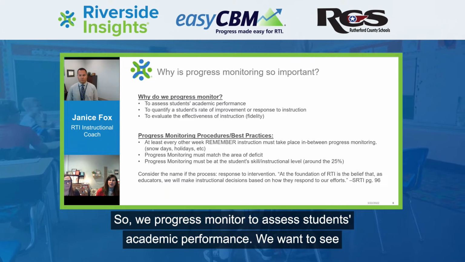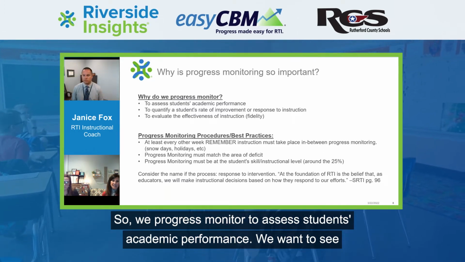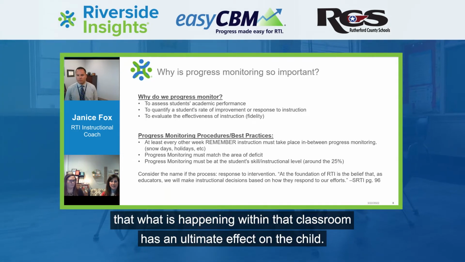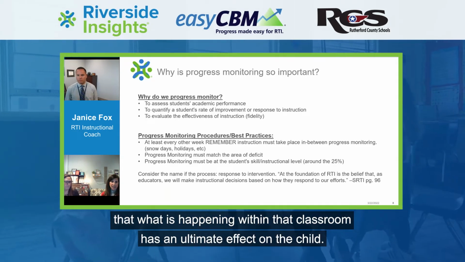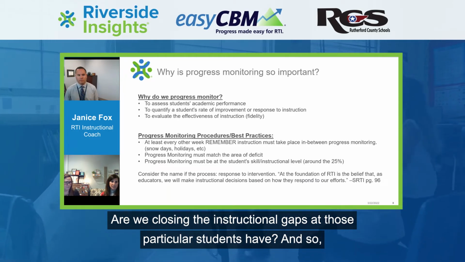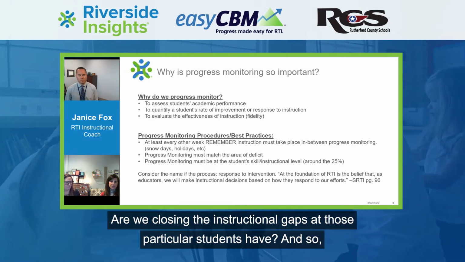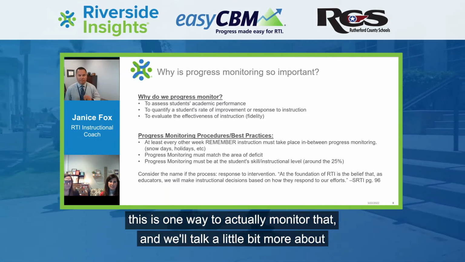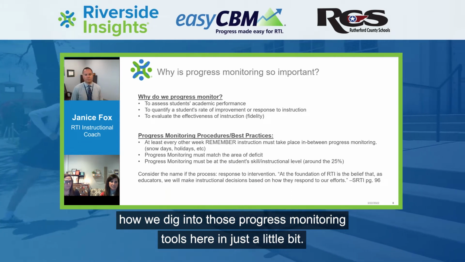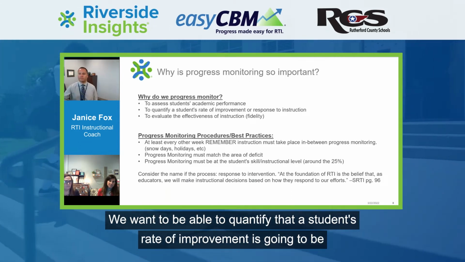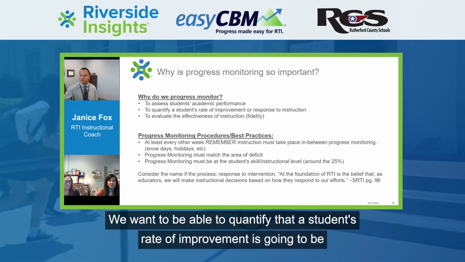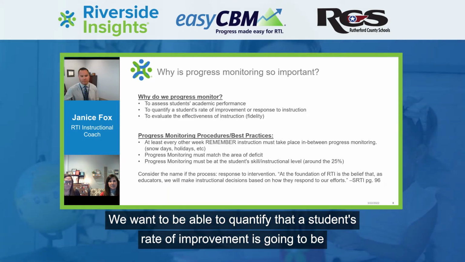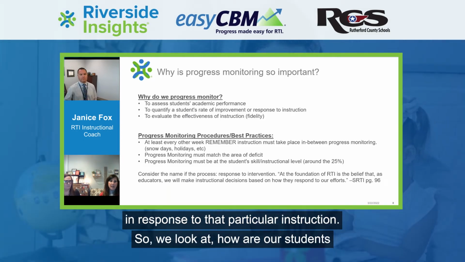growth. So we progress monitor to assess students' academic performance. We want to see that what is happening within that classroom has an ultimate effect on the child. Are we closing the instructional gaps that those particular students have? And so this is one way to actually monitor that. And we'll talk a little bit more about how we dig into those progress monitoring tools here in just a little bit. We want to be able to quantify that a student's rate of improvement is going to be in response to that particular instruction.